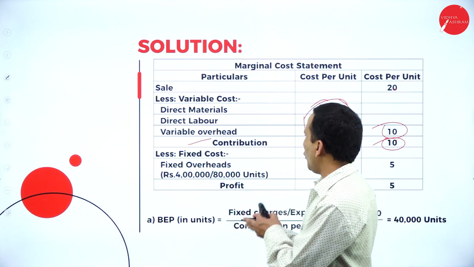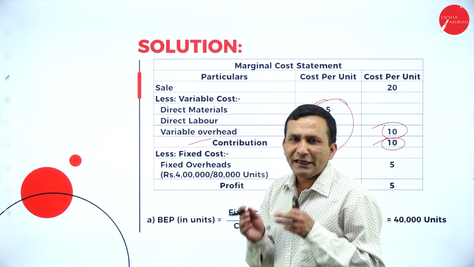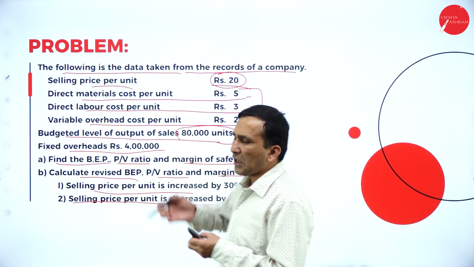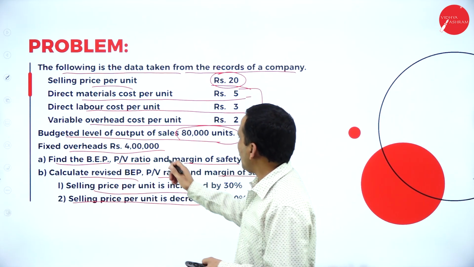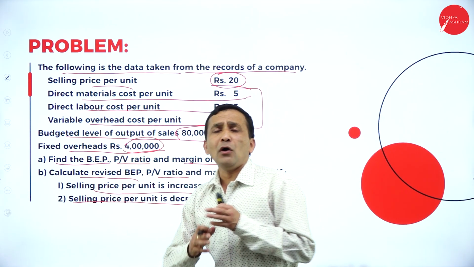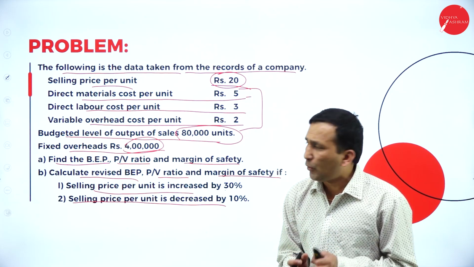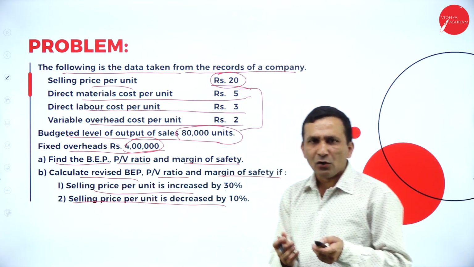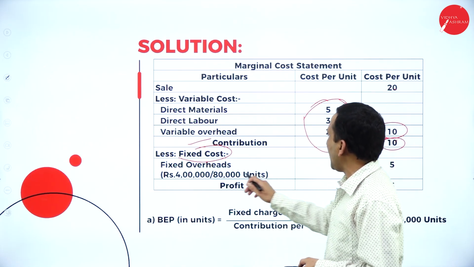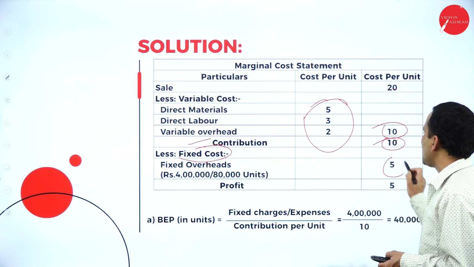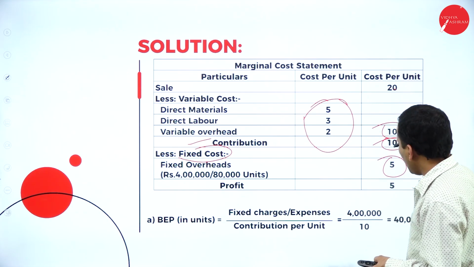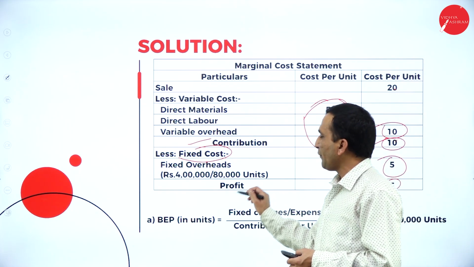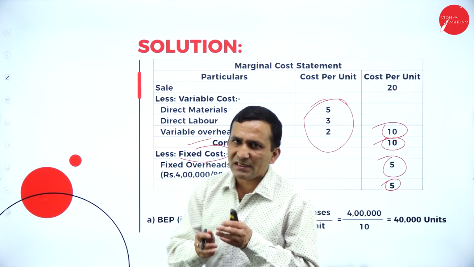The remainder is, no doubt, what we call contribution. After getting the contribution, we need to subtract the fixed cost. The cost per unit is not given, but the value is given, 4 lakh. To find fixed cost per unit, it is very simple: 4 lakh divided by 80,000 units gives 5 rupees per unit. From the contribution, if you subtract fixed cost, the remainder is profit. We get a positive sign, so we call it profit.